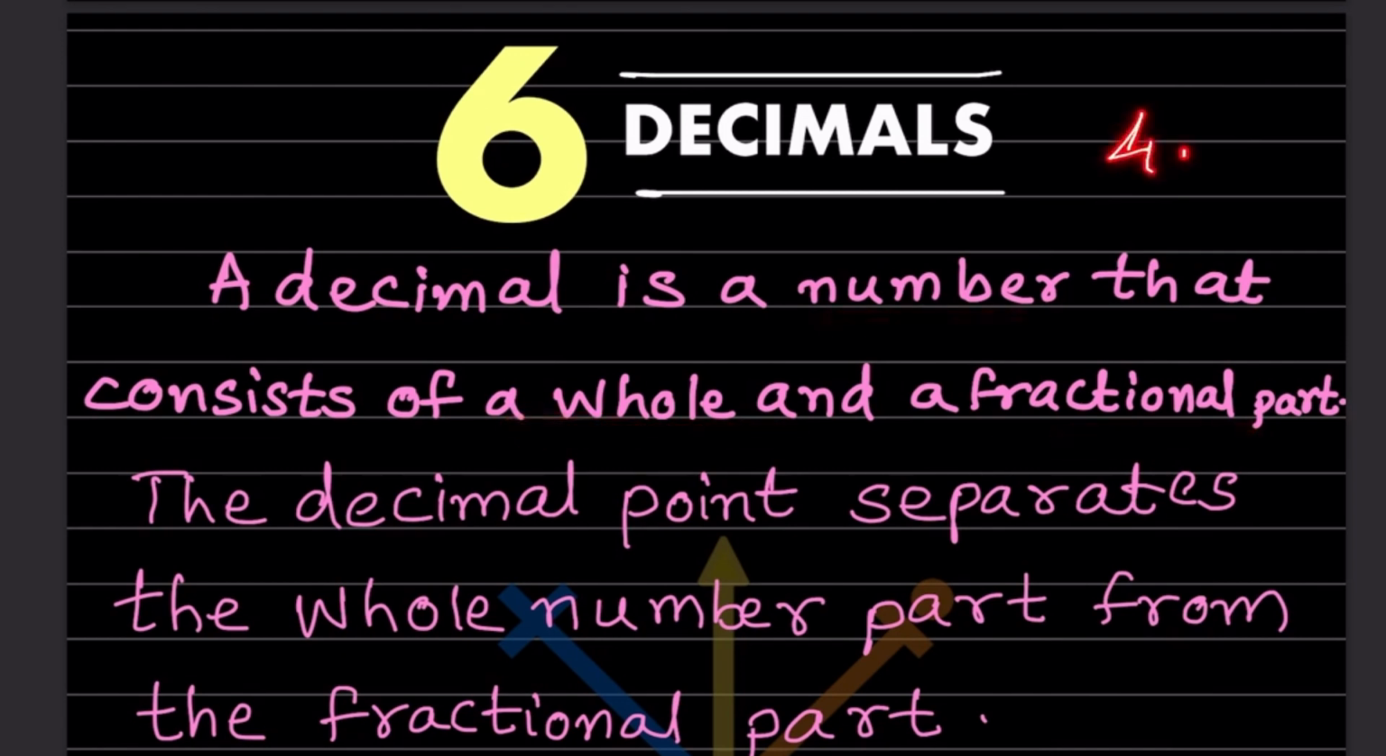Suppose I write 4.1. This is the whole number, and after the point, whatever the number is, that is called the fractional part. We'll see the detail about it in the exercise. Now the decimal point separates the whole number. In 4.1, this is called a decimal point. It separates the whole number part from the fractional part.